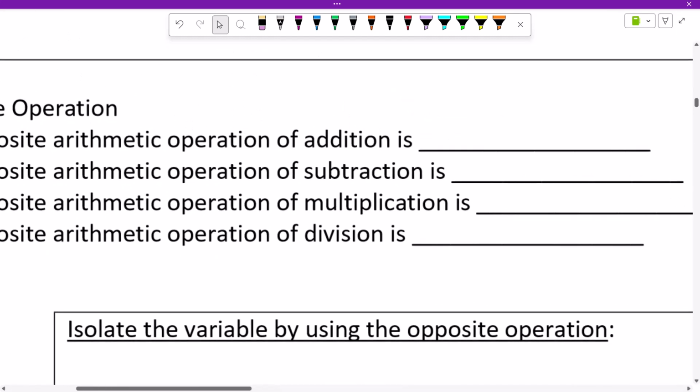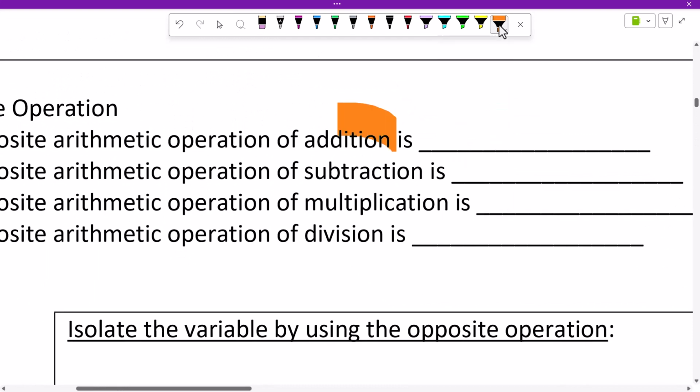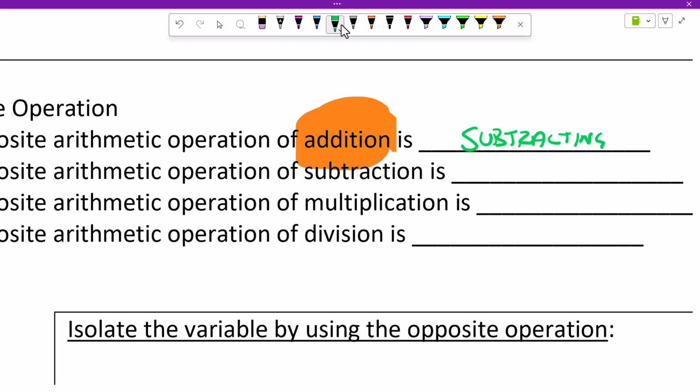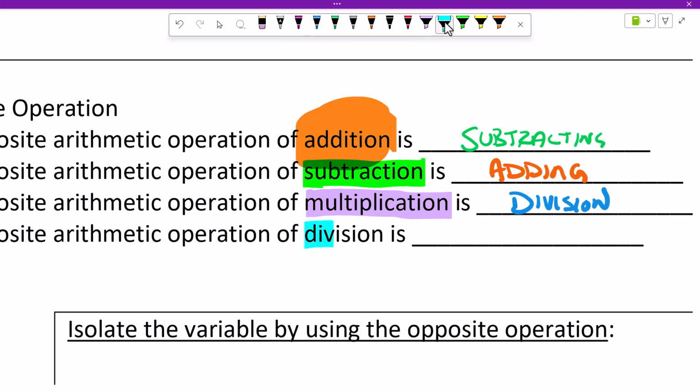If I'm adding, what is the opposite of adding? Subtracting. Therefore, the other way around, the opposite of subtraction is adding. Then we have multiplication. The opposite of multiplication is division. And therefore, for division, the opposite operation is multiplication.